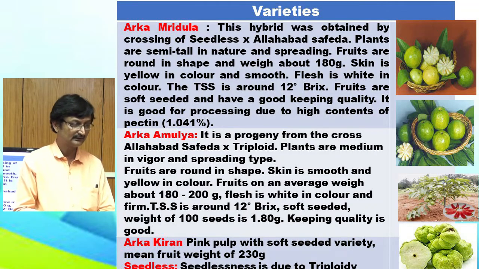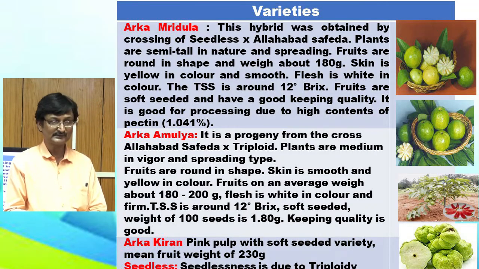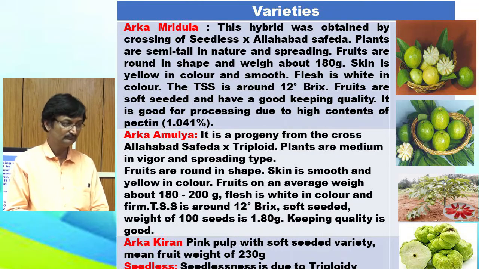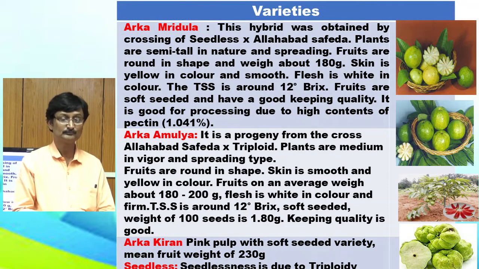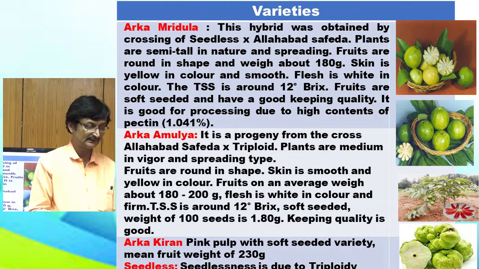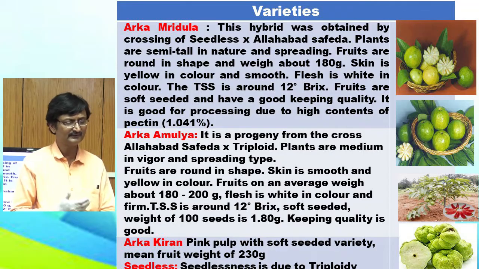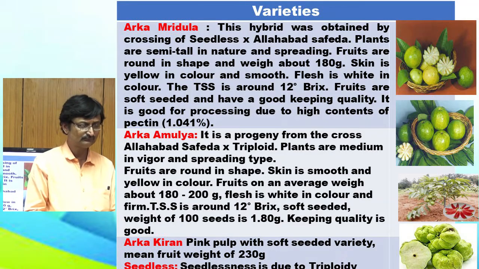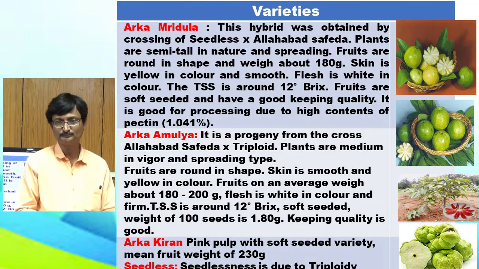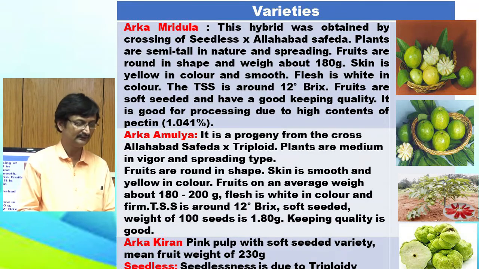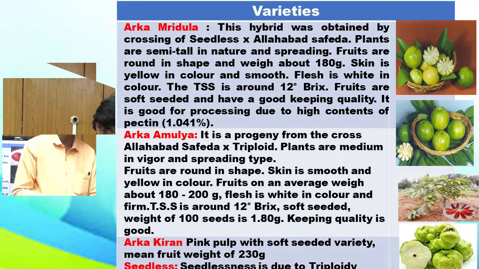Arka Kiran, pink pulp with soft seeded variety, mean fruit weight is 230 gram. Seedless variety, seedlessness is due to triploidy. Seedlessness may emerge due to triploidy, stenospermocarpy, parthenocarpy.